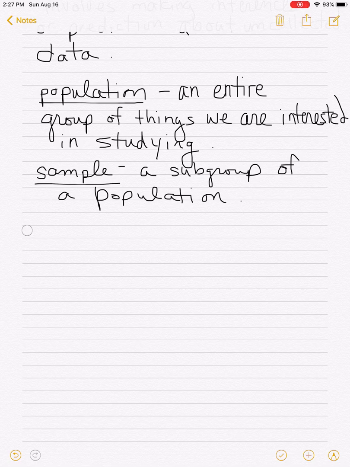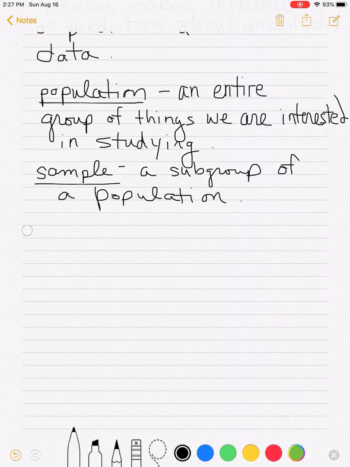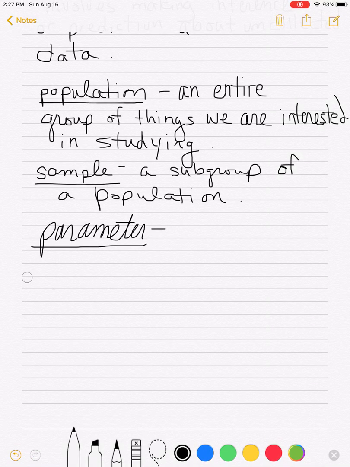A couple more terms I want to throw out: the words parameter and statistic. So what is a parameter? A parameter is a numerical measurement for a population.